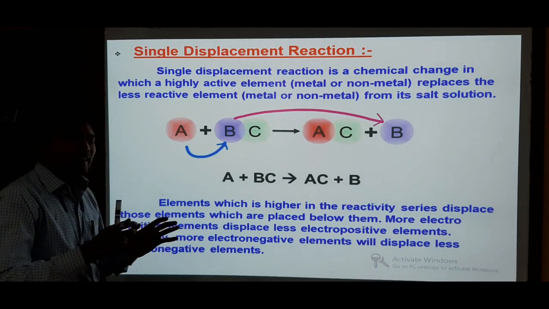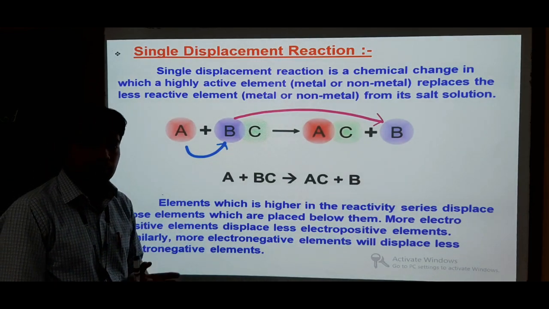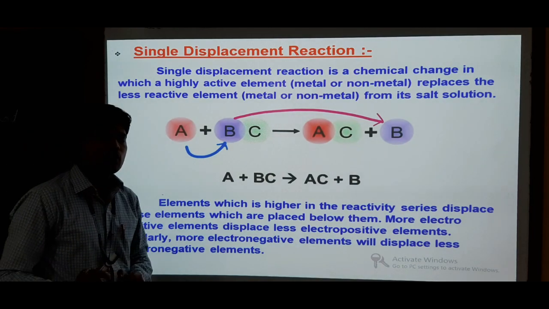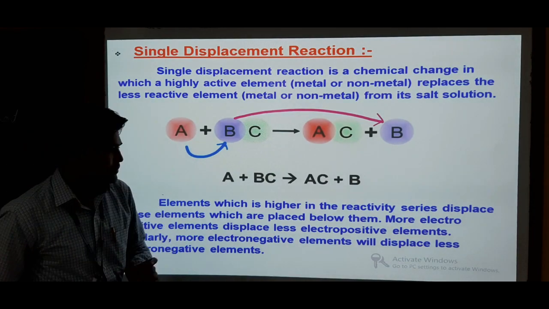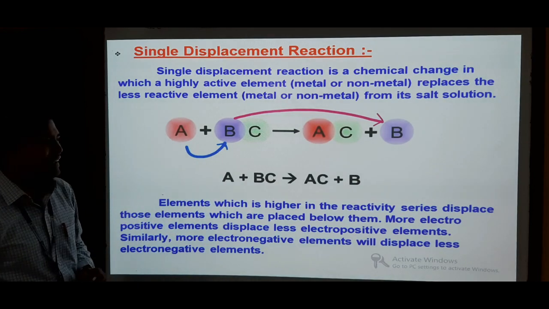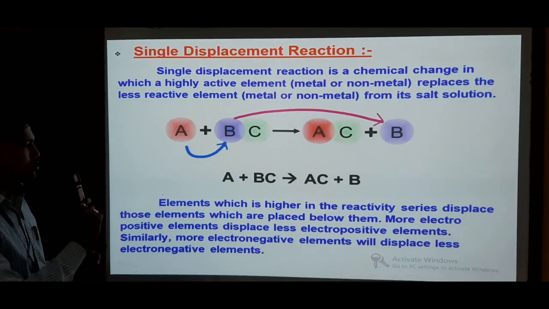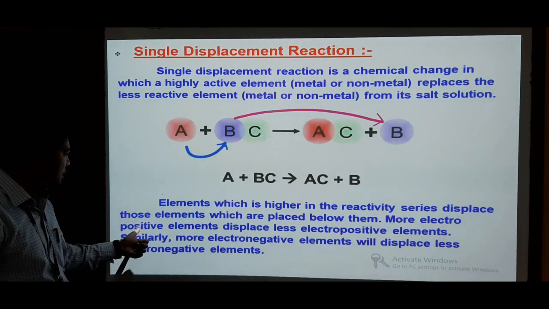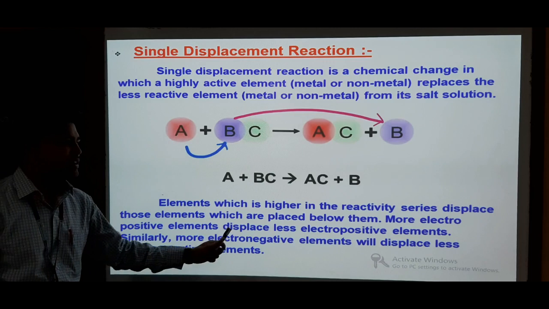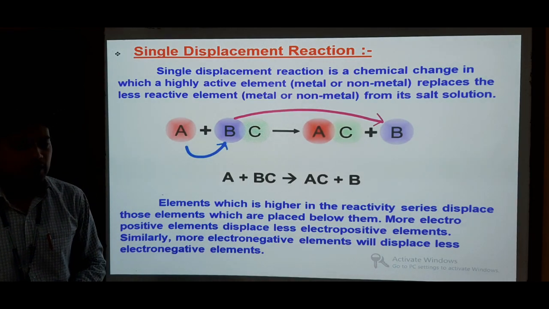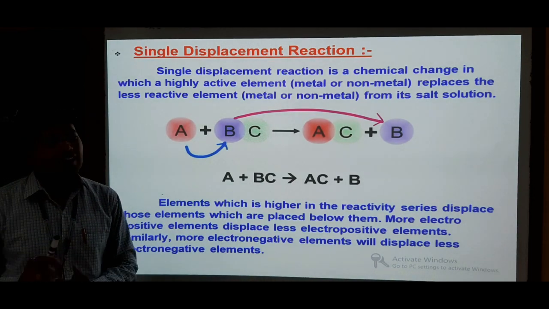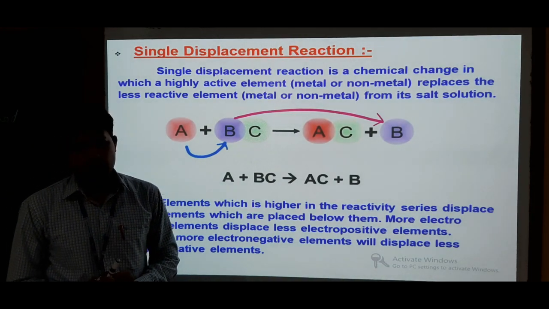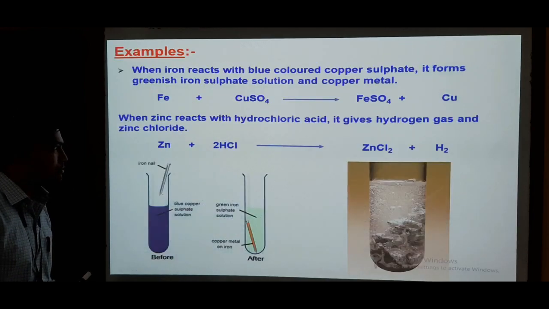So a highly reactive element may be a metal. Metals are called electropositive elements, while non-metals are called electronegative elements. So an element which is higher in the reactivity series displaces those elements which are present below it in the reactivity series. More electropositive elements displace less electropositive elements. Similarly, a more electronegative element displaces a less electronegative element. Let us see this with some examples.